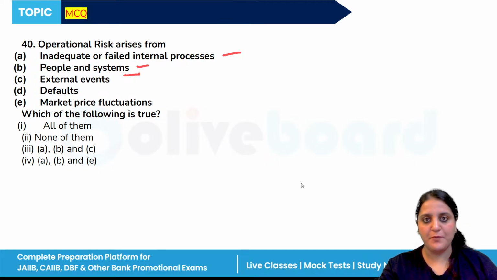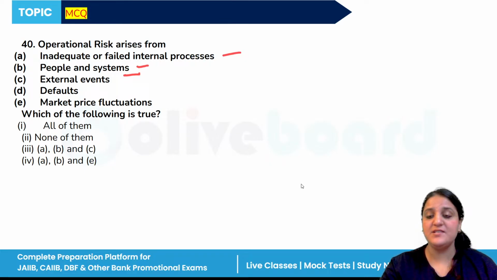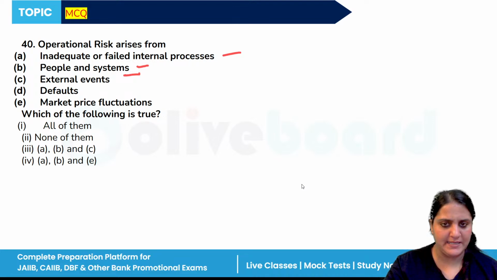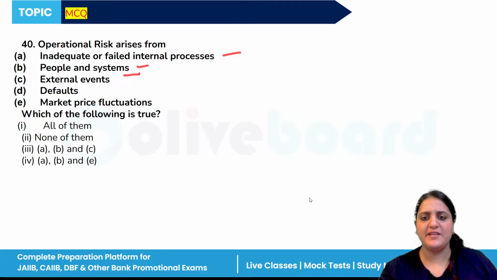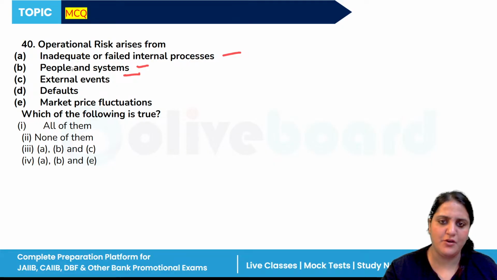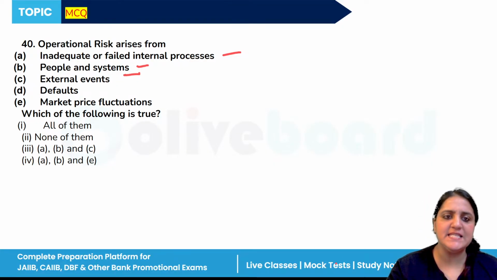So what is operational risk? One of the dangerous risks that occurs due to people failure, process failure, system failure, and external events which are beyond the control of the bank. Suppose a bank teller enters a wrong transaction, operational loss. IT system crashes, operational loss. Earthquake destroys the branch, operational loss. So A, B, C is correct here.